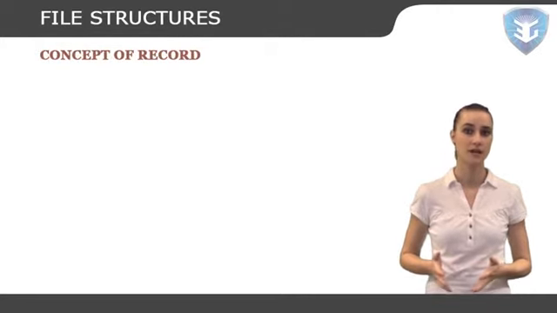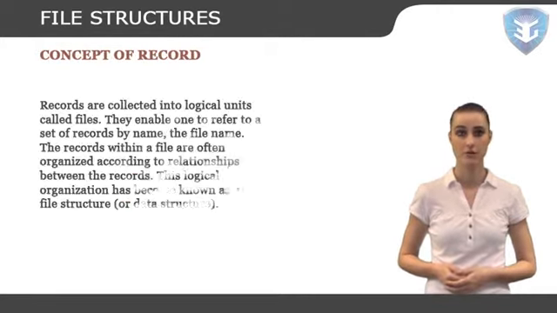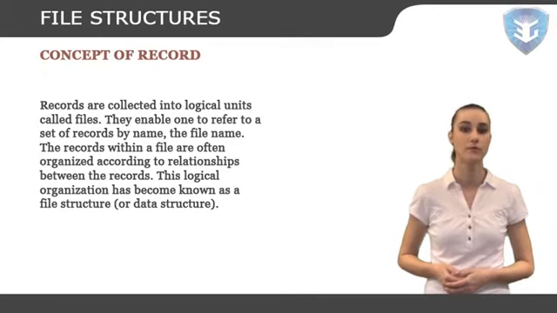Now we shall discuss the record. Records are collected into logical units called files. They enable one to refer to a set of records by name, the file name. The records within a file are often organized according to relationships between the records. This logical organization has become known as a file structure or data structure.